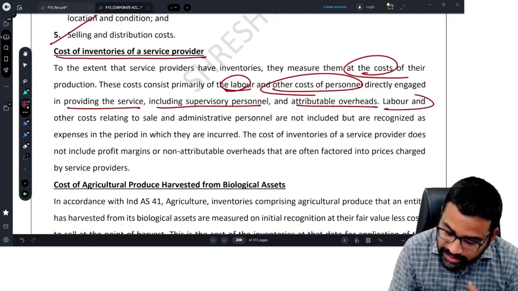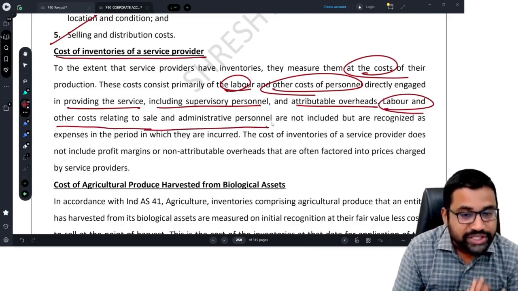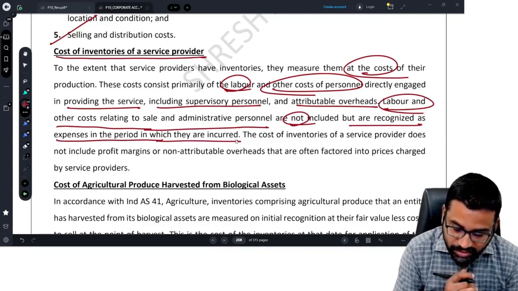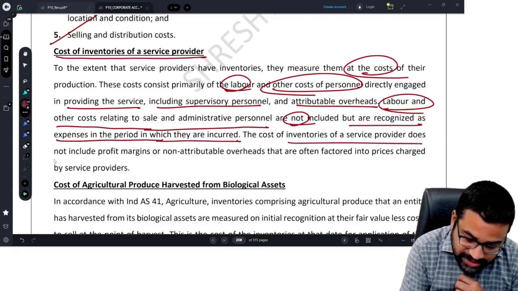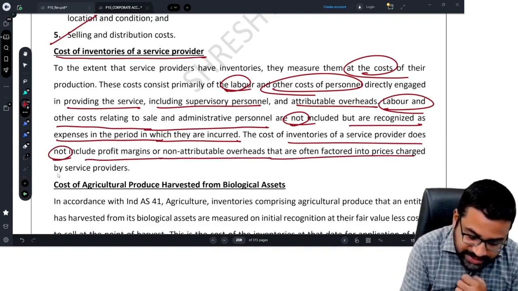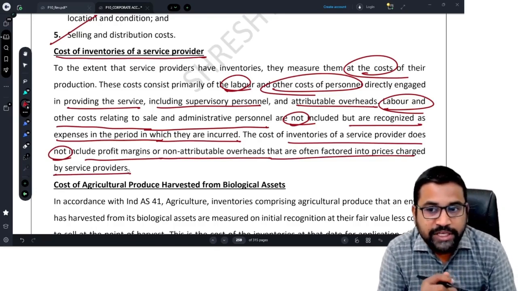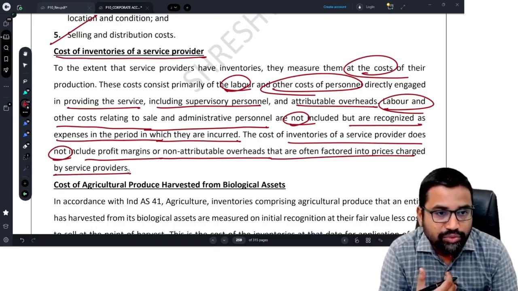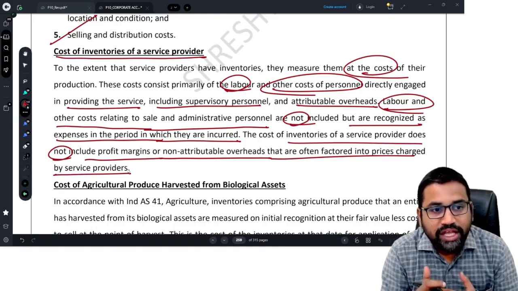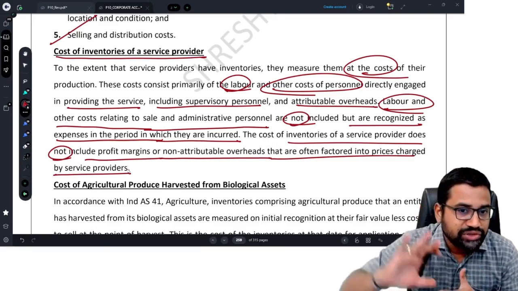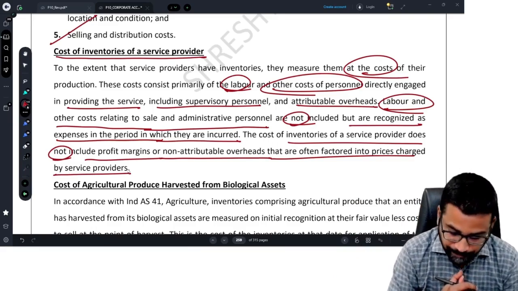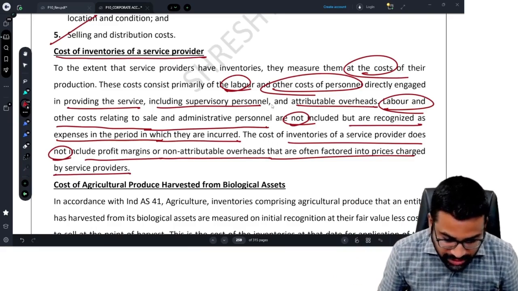See here, attributable overheads, labor and other costs relating to sale and administrative persons are not included but are recognized as expense in the period in which they are incurred. Okay, the cost of inventories of a service provider does not include profit margins or non-attributable overheads that are often factored into prices charged by service providers. That means generally when you are valuing the inventories, if I am a service provider, I will not include any profit margins or any non-attributable overheads. These overheads should not be attributed to anything, so generally they should not be included. Okay, not that much important, leave it.